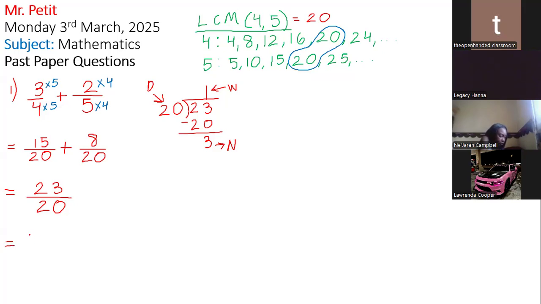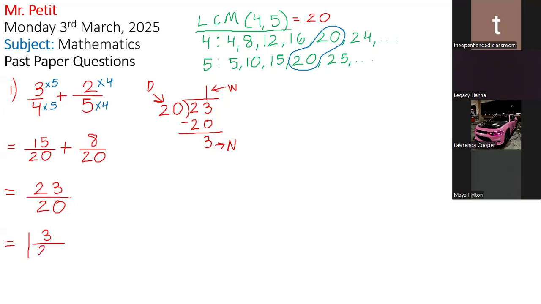And so that's going to be equal to whole number 1, numerator 3, denominator 20. Very good. So it's 1 and 3 over 20. Lorinda, do you understand that? Maya, do you understand that? The rest of you all, do we understand how we got that? Let me know, please. I understand.